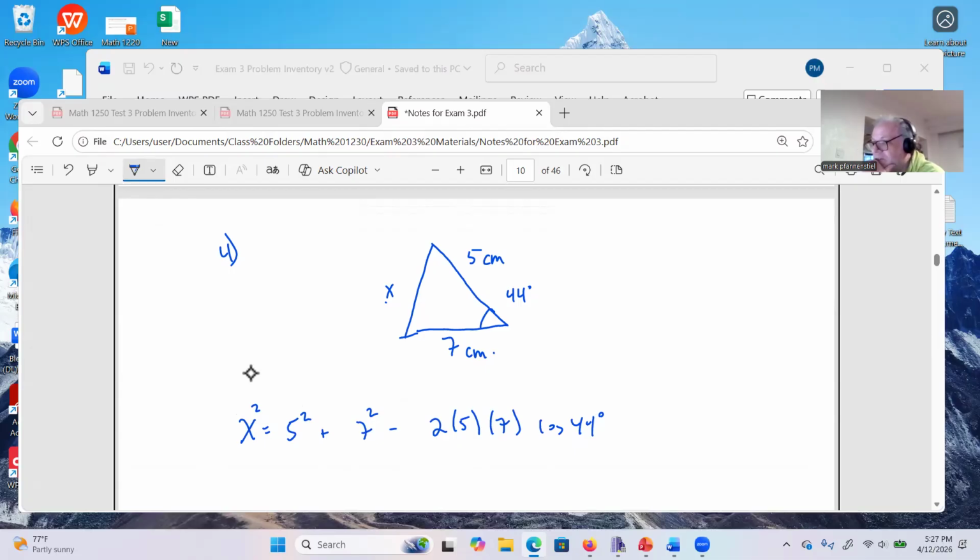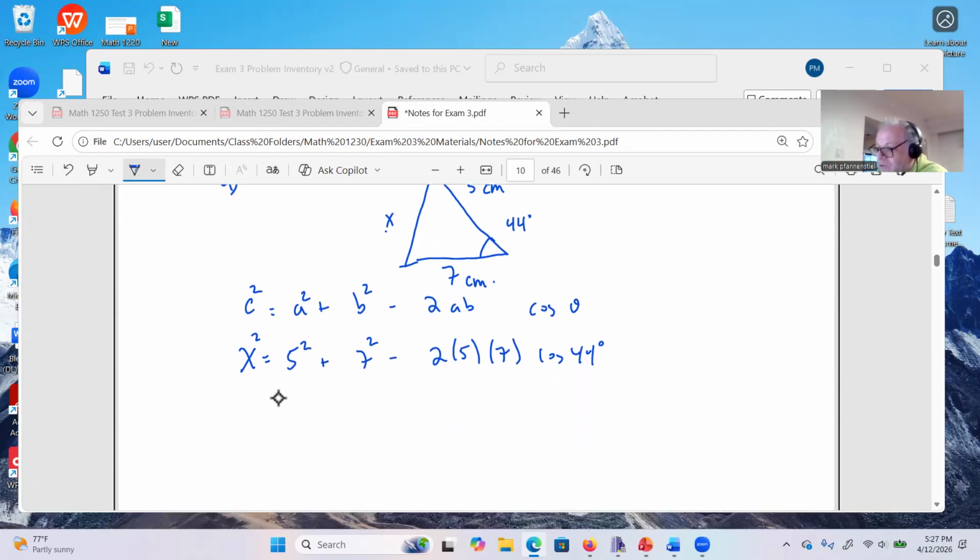This was from our c squared is equal to a squared plus b squared minus 2ab cosine of the angle between them. It's usually a good idea to write the formula down before you type in the numbers, so that you make sure that you're doing everything properly. So let's go ahead and sort this out. This is a straightforward kind of equation here.